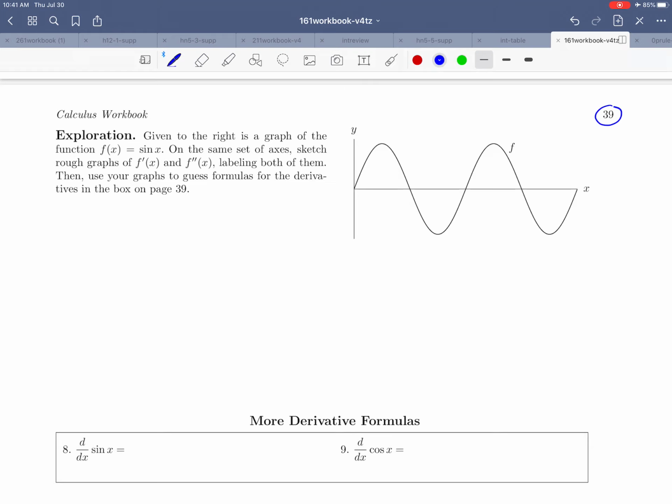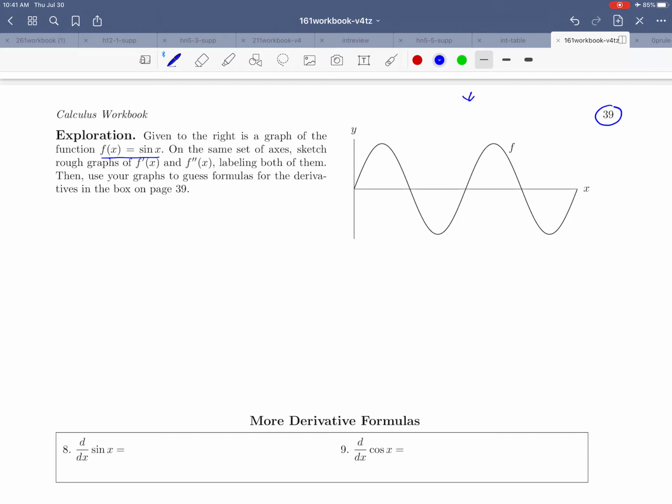So they're giving us the graph of the function f of x equals sine of x. That's what we're looking at over here to the right. And on the same set of axes, they'd like us to sketch rough graphs of the derivative and the second derivative. This is going to be an opportunity to review a little bit of what we did earlier in the course, looking at the graph of a function and trying to sketch its derivative.